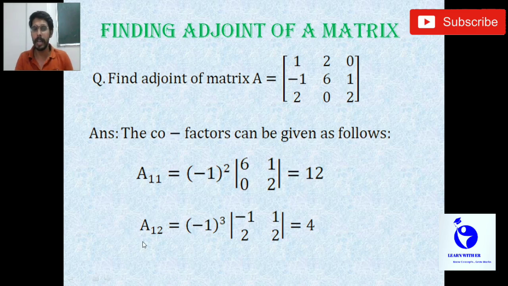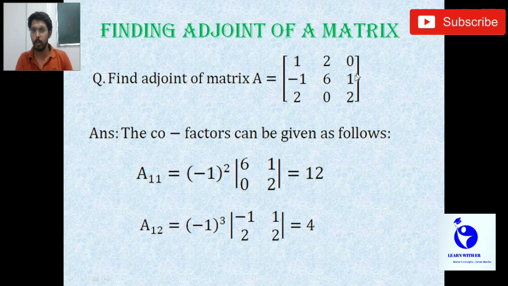Similarly for the next one, A12, 12 means first row, second column. So we are talking about this element, and we are finding the cofactor of this particular element. That will be -1 to the power of 1 plus 2, which is 3, into the minor of this particular element. If you eliminate the concerning row and column, whatever is left is the minor.